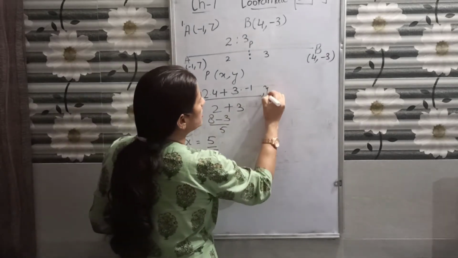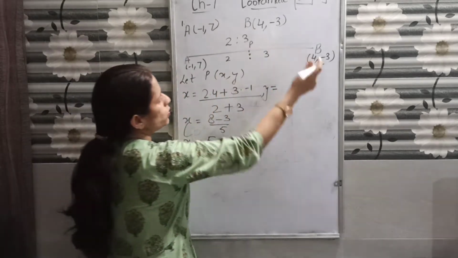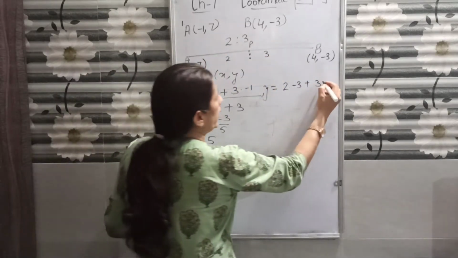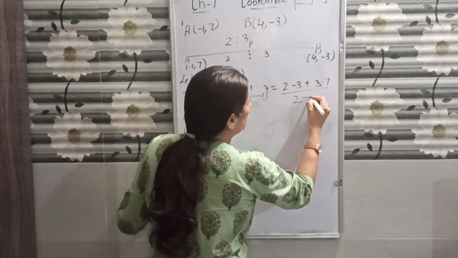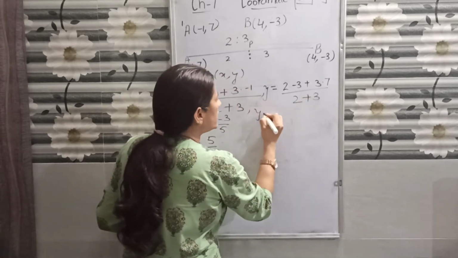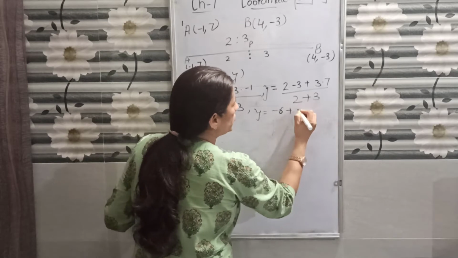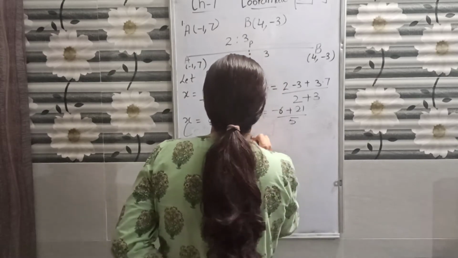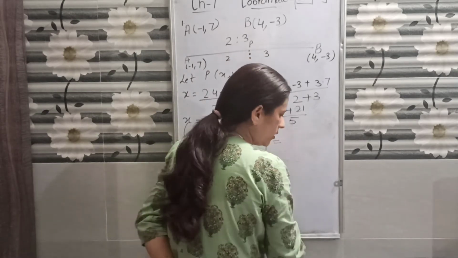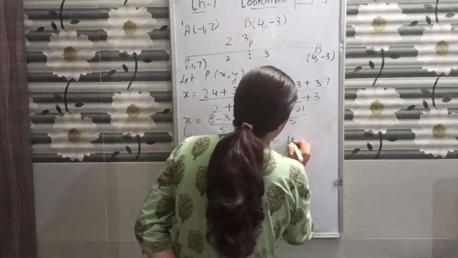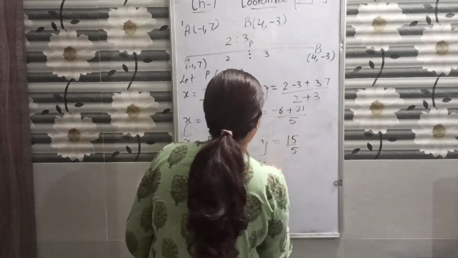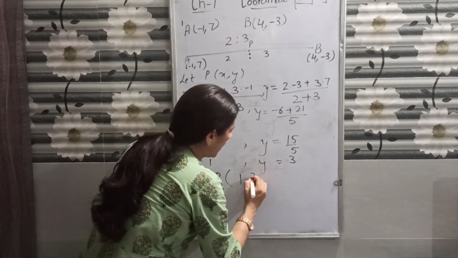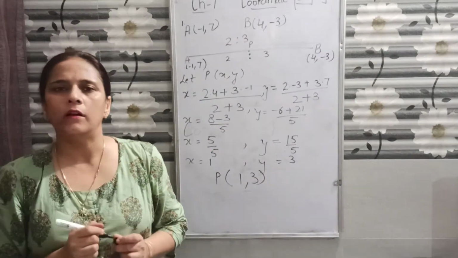Now you have to find y also. So y is equal to 2 into -3 and this 3 into 7 upon 2 plus 3. So your y is equal to -6 plus 3 into 7, 21, upon 5. Now you have y is equal to 21 minus 6 is 15 by 5. So your y comes to be 3, or you can say the coordinates of this point are (1, 3). So this is your answer.